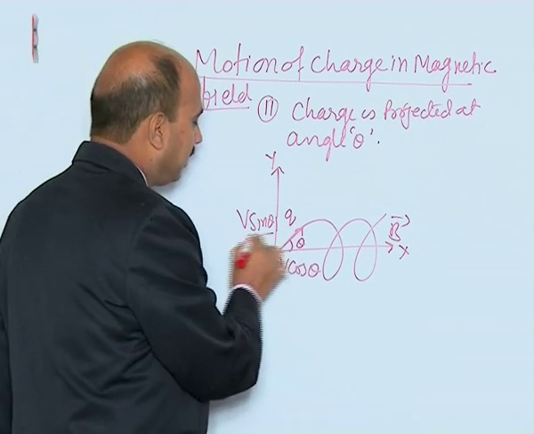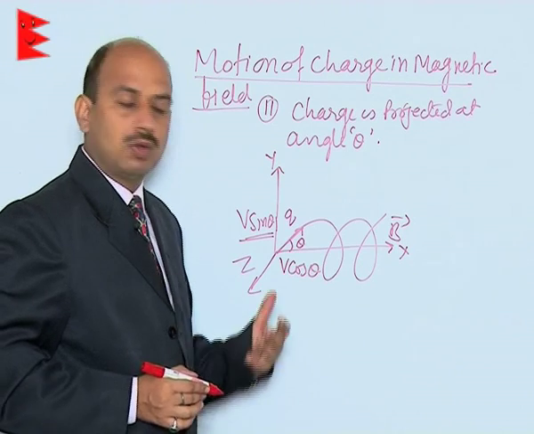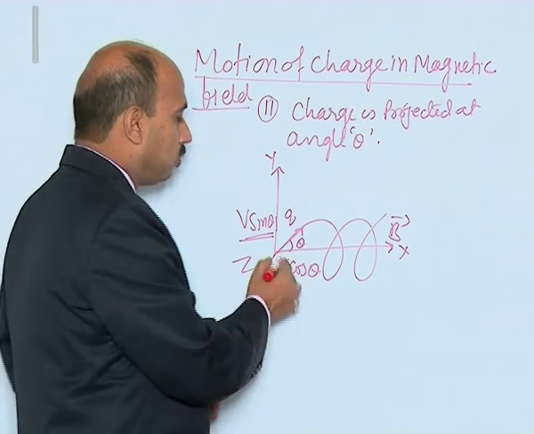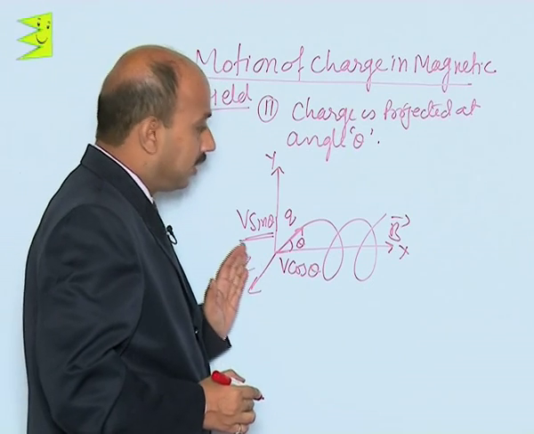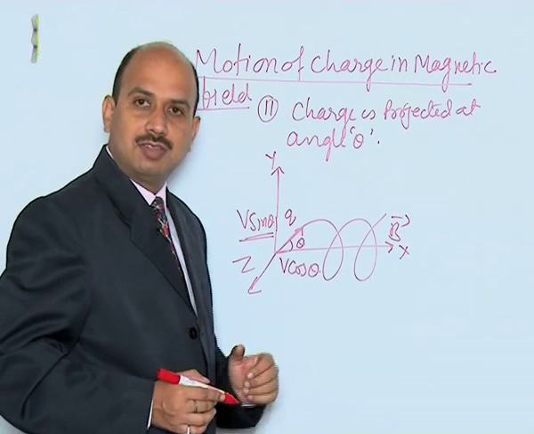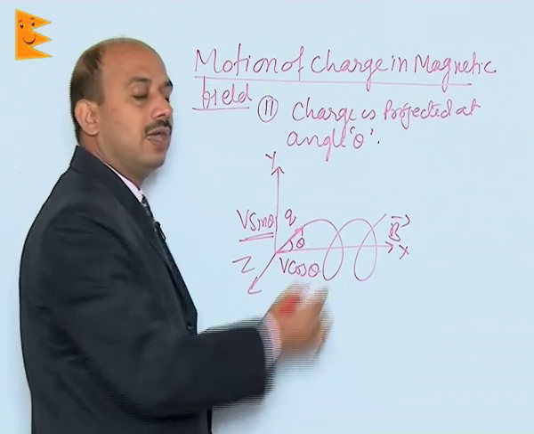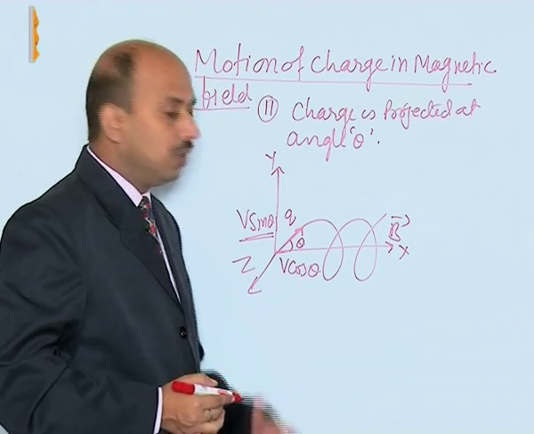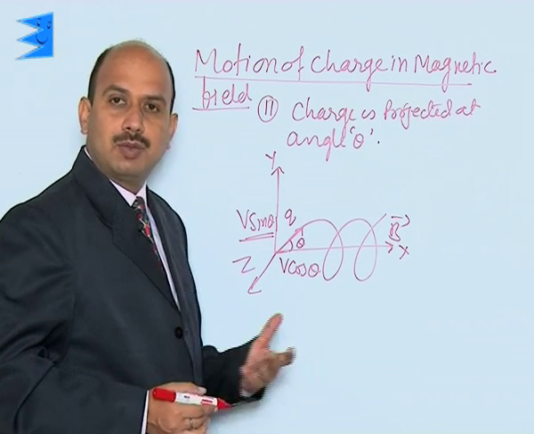Because of v sin theta, the charge is experiencing a perpendicular force. So, it is moving in a circular path, and because of the v cos theta component, the charge is actually displacing towards x itself. Because of this, the path becomes a helical path. So, here also we can calculate the radius, time period and frequency.